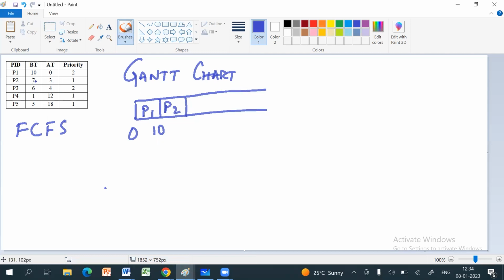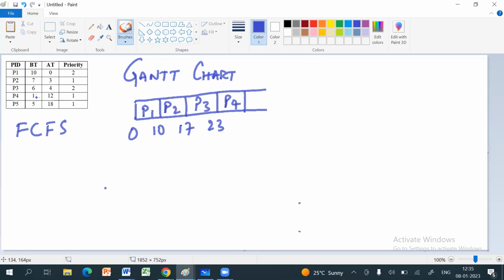P2 has a burst time of 7. So starting from 10, it will continue to execute till 17. After P2, obviously P3 will be scheduled because that was next in line. P3 has a burst time of 6, so P3 will execute from 17 plus 6, that is 23. Now the current time is 23. In the meantime, as you are able to see, P4 and P5 have also arrived, at 12 and 18. But P4 arrived earlier than P5, so P4 will be scheduled first here.